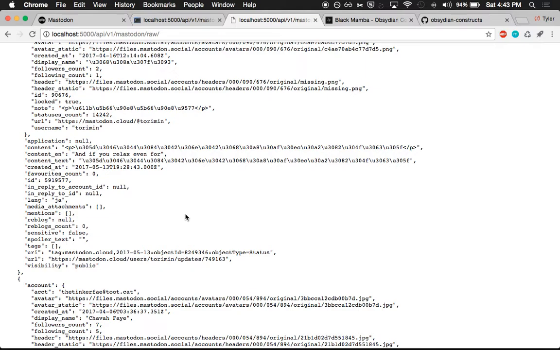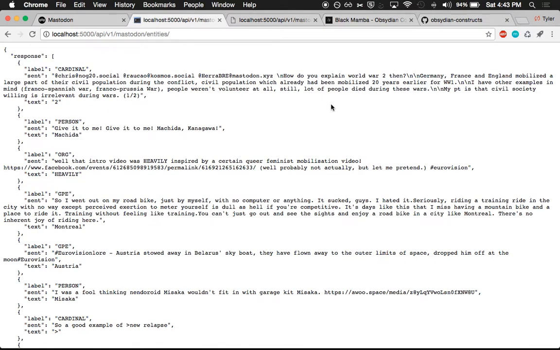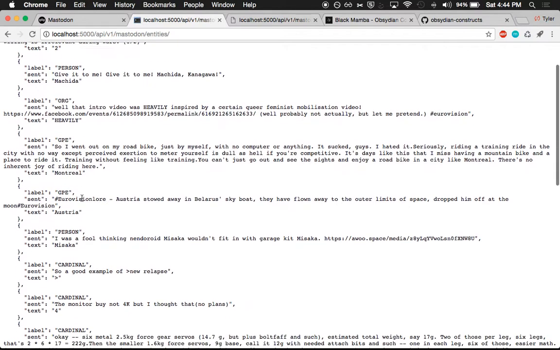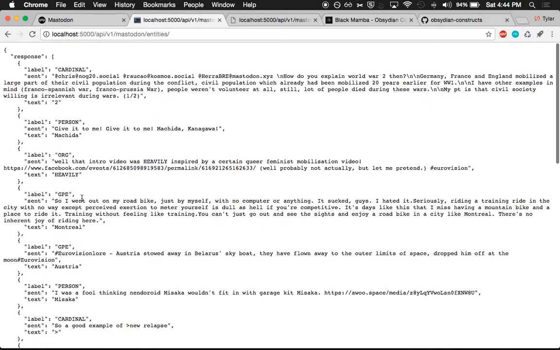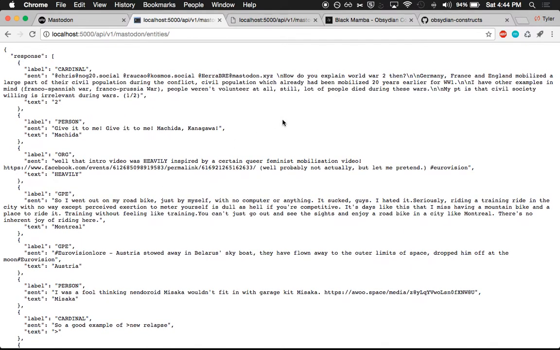Aside from simply extracting raw data, we're also performing analyses upon this data. Here we have entity extraction being performed upon the raw data being extracted from Mastodon, searching for what would be considered interesting, quote-unquote, terms. Here we have a variety of terms which were deemed significant: cardinal, person, organization, GPE, etc. These terms were found to stand out more so than other pieces of data and to illustrate some sort of significant trend.